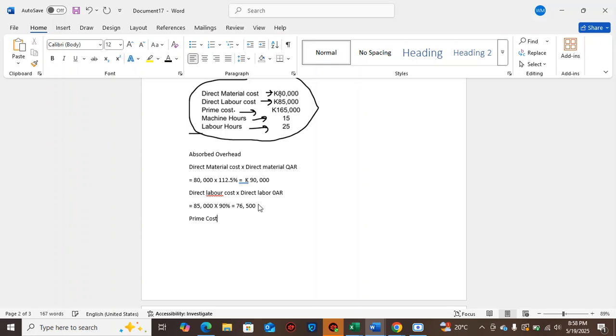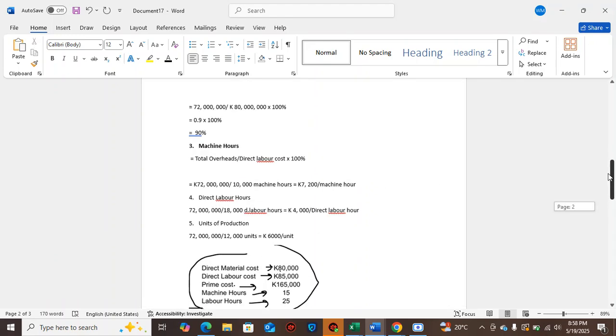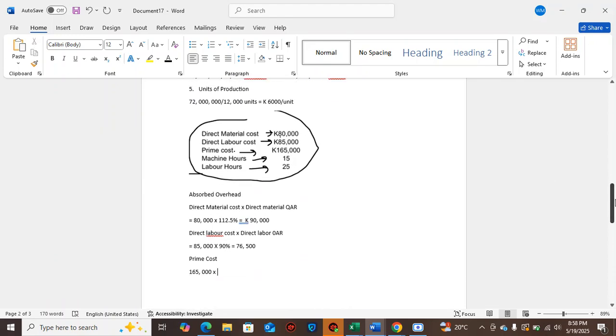The prime cost is 165,000 multiplied by the overhead absorption rate for prime cost, which was 50%. So 50% gives 82,500 kwacha. All of this is in kwacha.